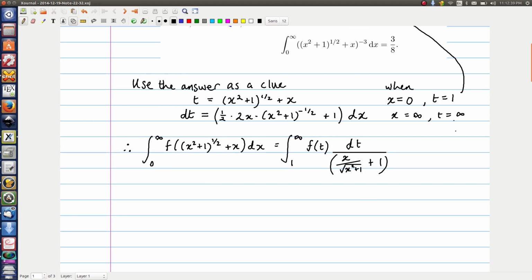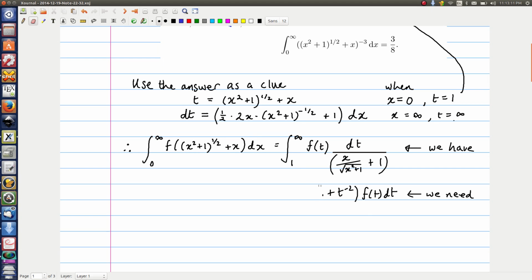If I can mark on, I always have to be very careful with the pen on this software. This is what we have, and what we need is something that looks quite different. It's the integral of (1 plus t to the power minus 2) f(t) dt. So our task has become to demonstrate that those two things are the same.